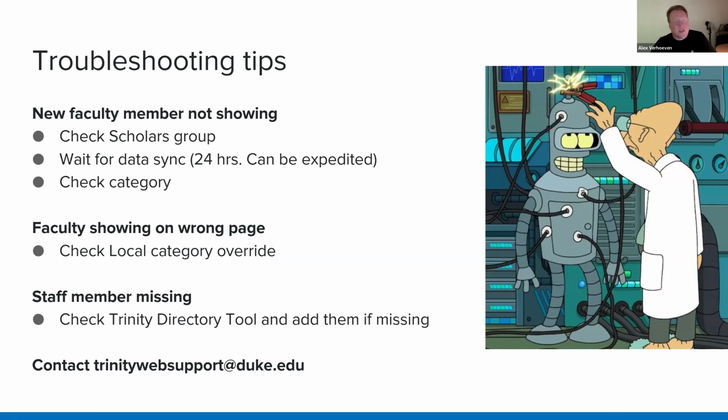A staff member missing is almost always the fact that they haven't been added to the group in the Trinity directory tool. So you, or whoever is the power user for the tool, needs to go in and make sure that they're in there. And if they're not a member of your group, you just need to add them, and then they should appear on your website within 24 hours. And of course, if all else fails, contact us at trinitywebsupport@duke.edu. We're always here to help you figure out what might be going wrong if you run into an issue.